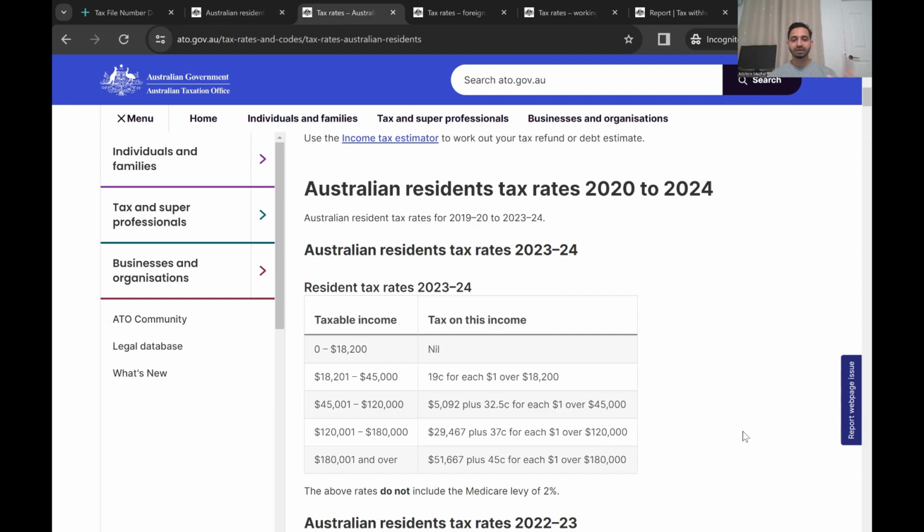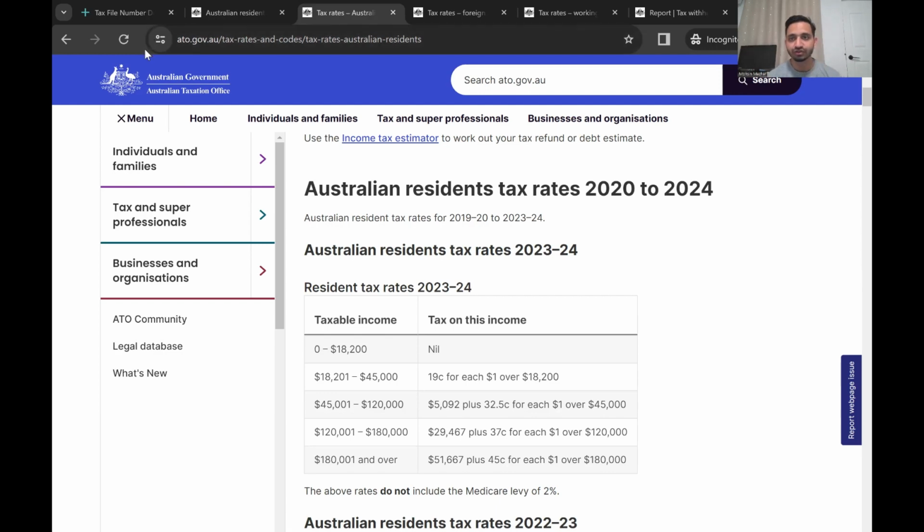Now from 18,200 to 45,000, you pay 19% tax in Australia. From 45,000 to 120,000, you pay 32.5%. From 120,000 to 180,000, you pay 37%. And from 180,000 and over, you pay 45%. Those are the tax rates for Australian residents, right?